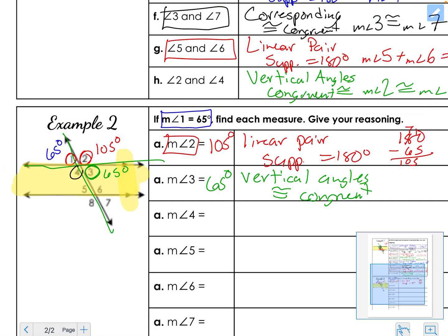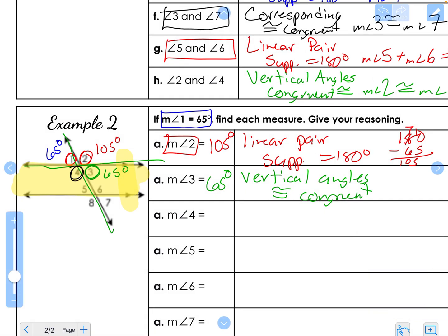Now let's look at angle 1 and angle 4. Angle 1 and angle 4 become a linear pair, which means that they are supplementary, which means that they equal 180 degrees. I also know that angles 2 and 4 are vertical angles, which makes 2 and 4 congruent. So if 2 is 105 degrees, that means 4 is also 105 degrees. I also know that 105 plus 65 is 180, and since they are a linear pair, that's how that works.